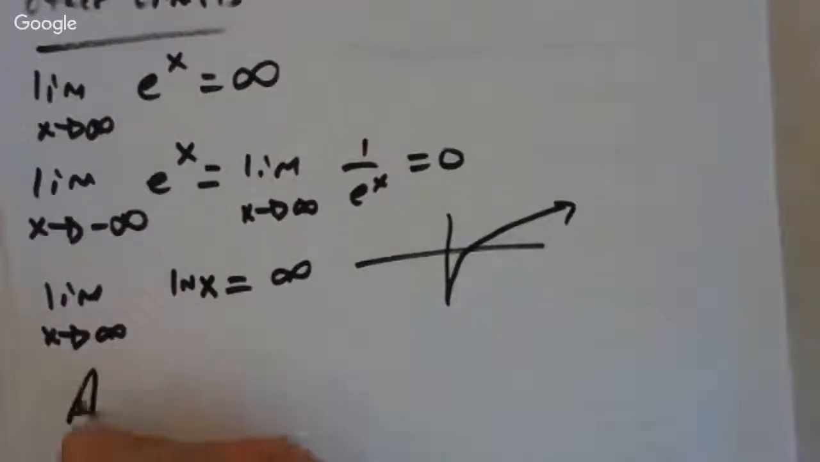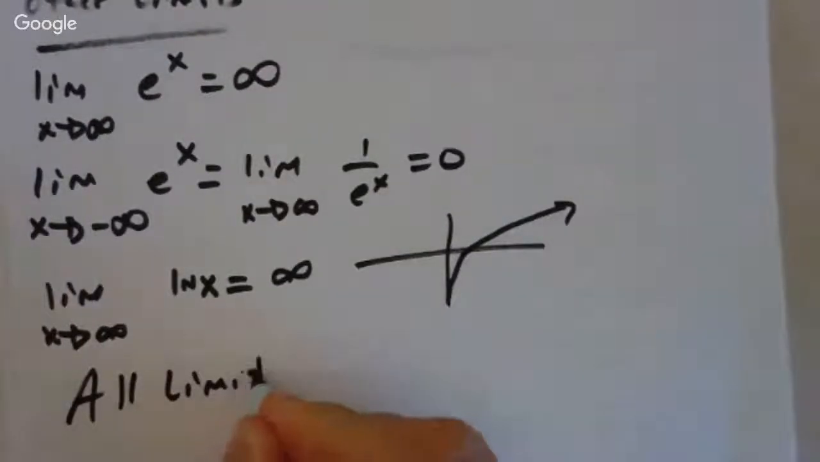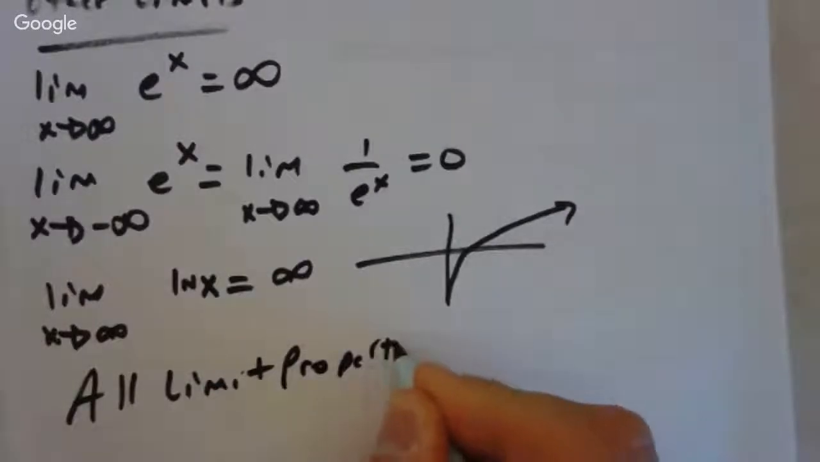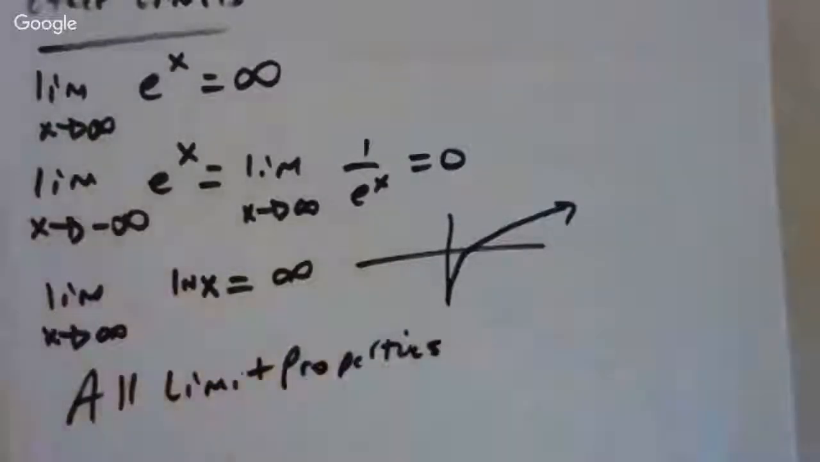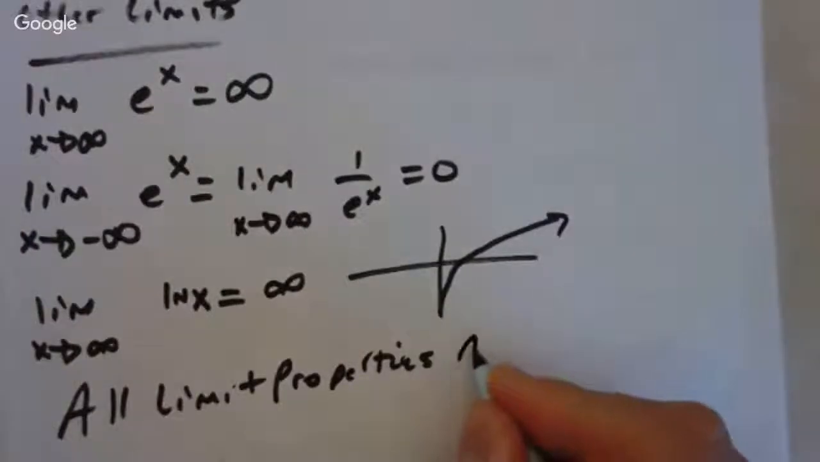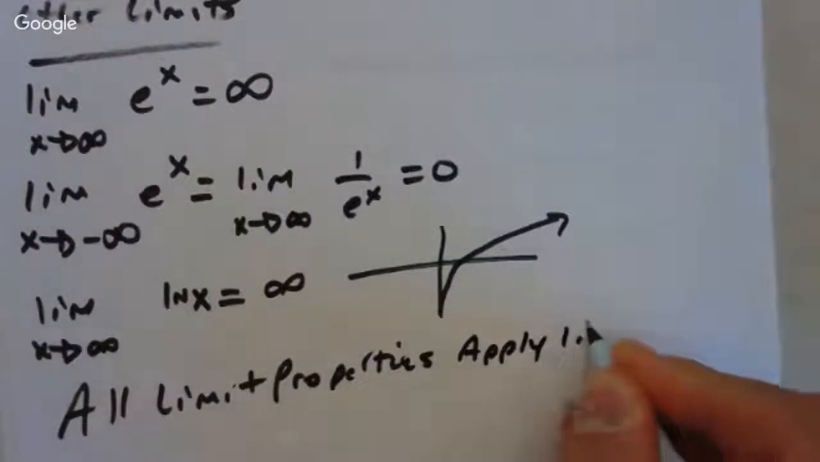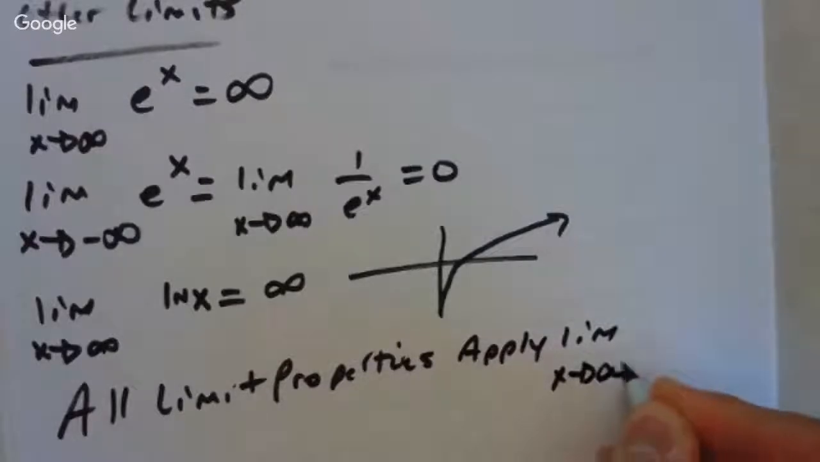Then the blanket statement: all limit properties. Remember, 1.2 is just a giant list of things you could do with limits. You can break them up by addition, you can break them up by multiplication, you can bring the exponent out in front. All limit properties apply to the limit as x goes to infinity as well.